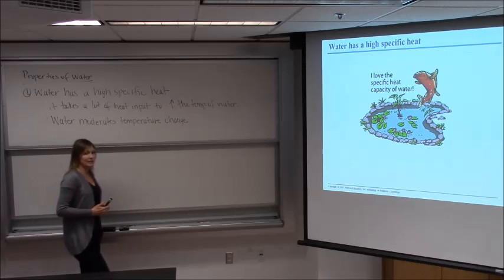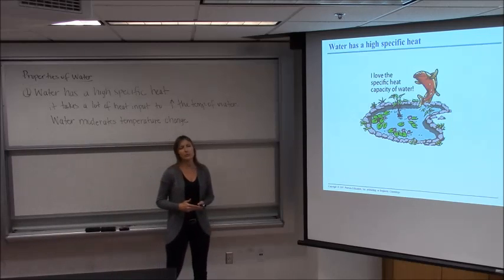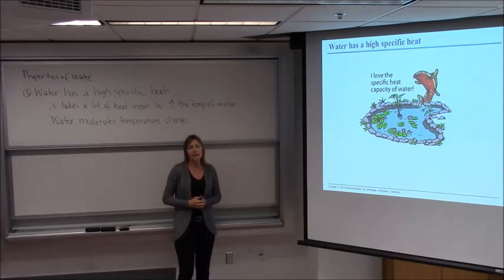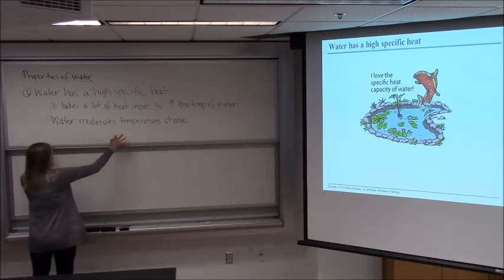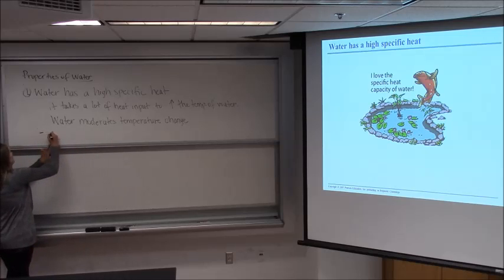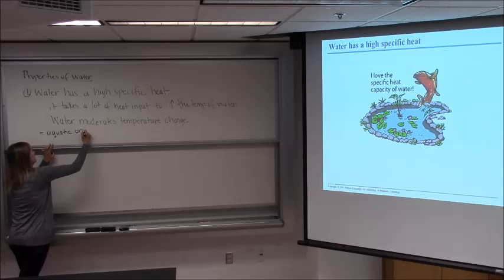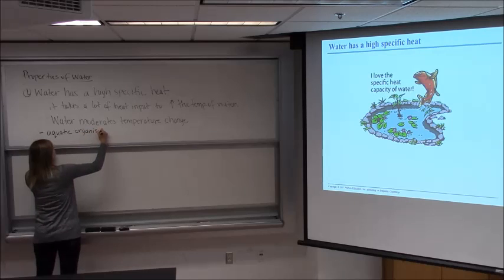When animals moved onto land, this was one of the biggest problems they faced because, as you know, on land, season to season and day to night, there's a big temperature variation. So water moderates temperature change, and this applies to aquatic organisms. Which most life on Earth is in the oceans.